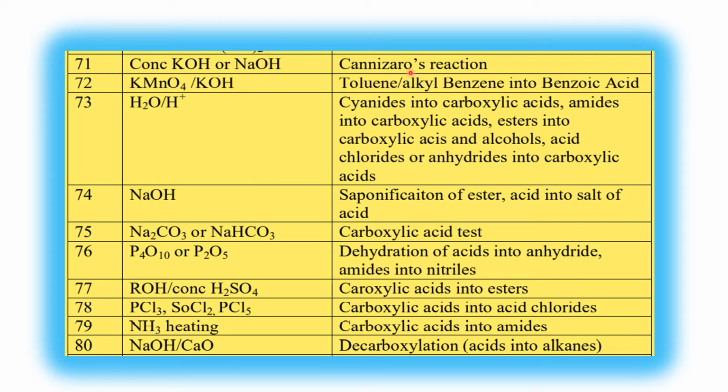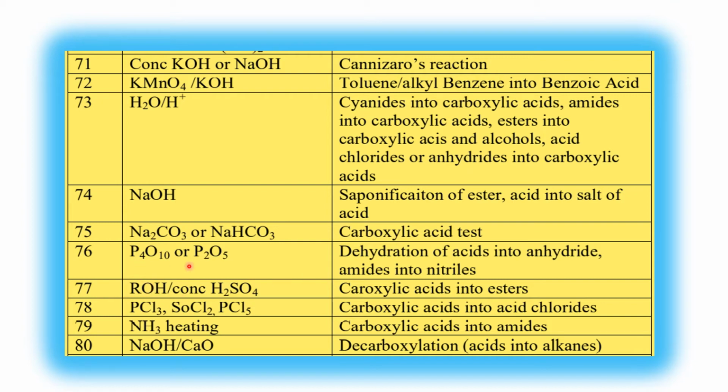KMnO4 with KOH converts toluene or alkyl benzene into benzoic acid. Hydrolysis in the presence of acid converts cyanide into carboxylic acid, amides into carboxylic acid, esters into carboxylic acids and alcohols, and acid chloride or anhydride into carboxylic acid. So everything will become an acid most of the time. Sodium hydroxide means saponification of ester, giving salts of acids. Sodium carbonate and sodium bicarbonate are the carboxylic acid test.